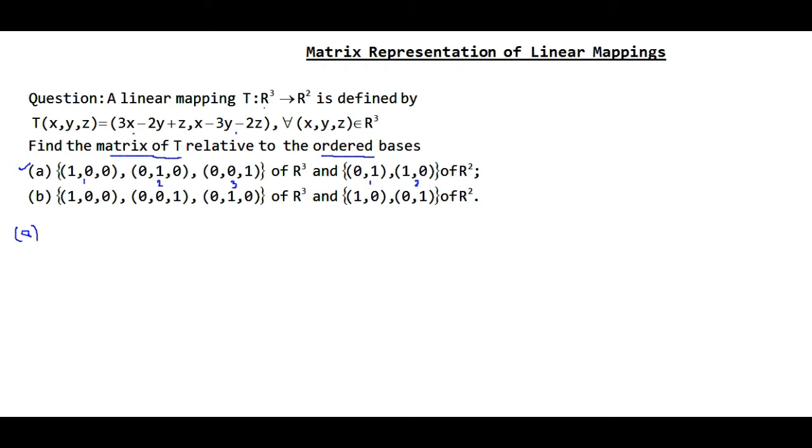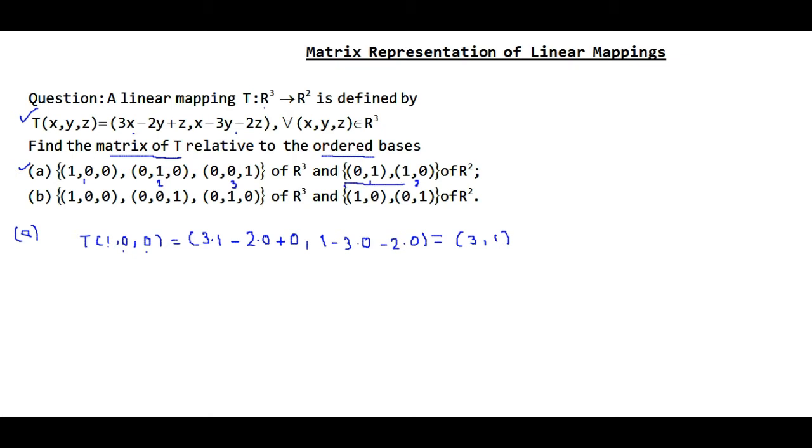So here is the procedure to solve this problem. We just solve the first question, A. Here we have the first vector, which is (1, 0, 0). First we have to find the value of T(1, 0, 0). The formula is T(x, y, z) = (3x - 2y + z, x - 3y - 2z). Here x is 1, y is 0, z is 0. If we put the values in this formula, we get 3 into 1 minus 2 into 0 plus 0, comma 1 minus 3 into 0 minus 2 into 0.